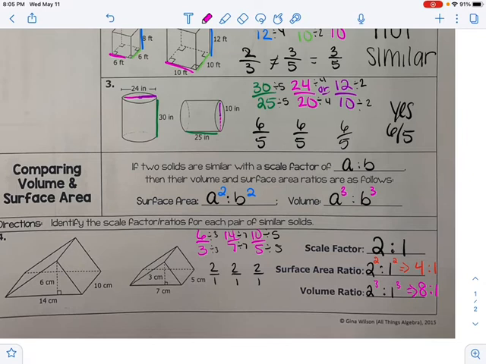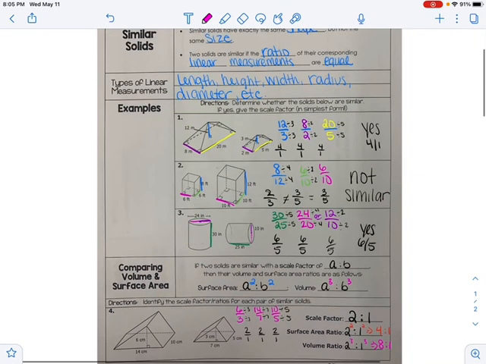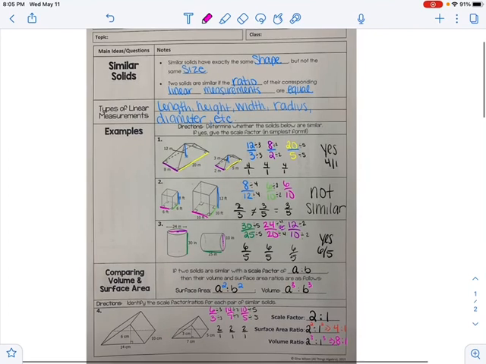And so if you're ever asked for the ratio of the surface area or the volume, as long as you have a scale factor, all you're doing is either squaring or cubing. Okay? Let me know if you guys have any questions on this last set of notes for the year. It's kind of sad. And let's also make sure this gets in our notebooks.